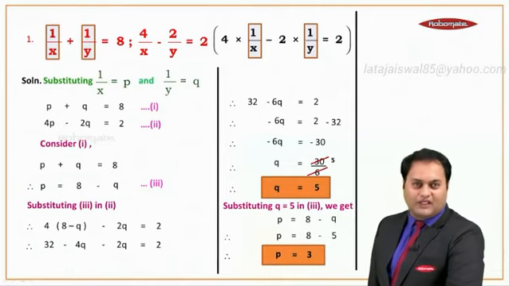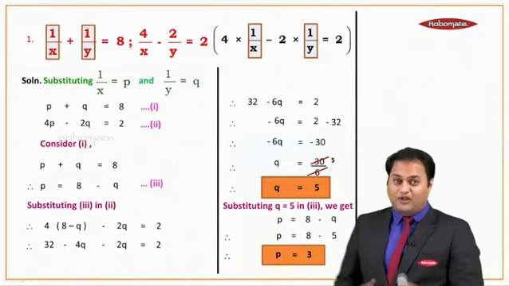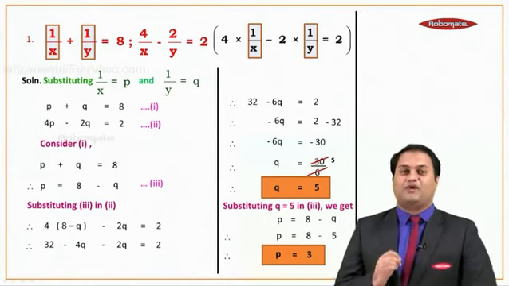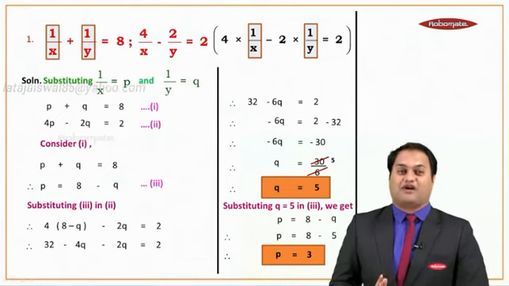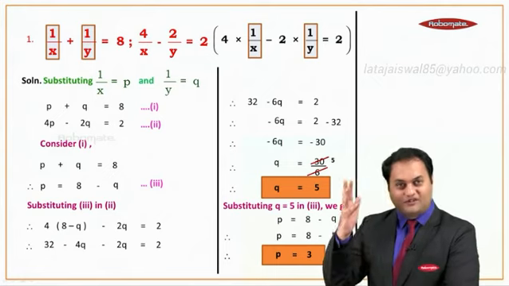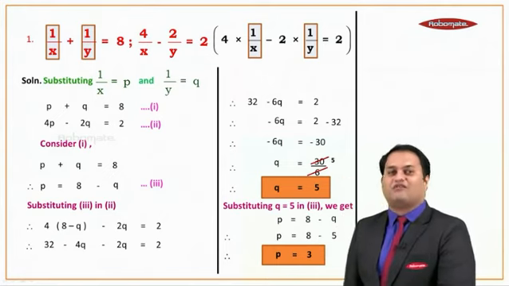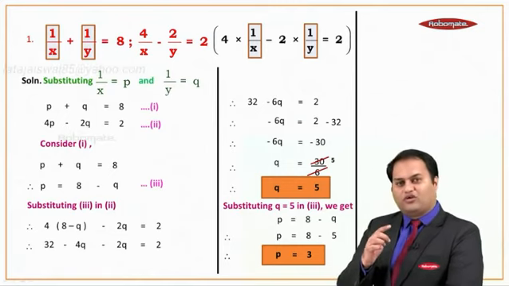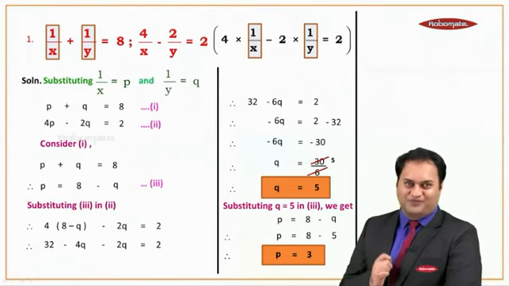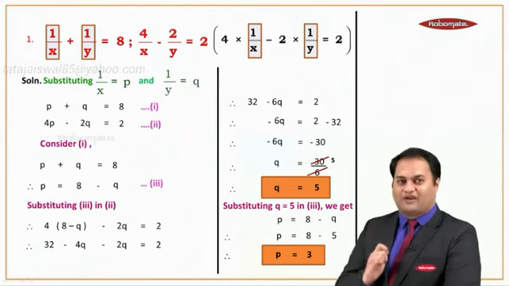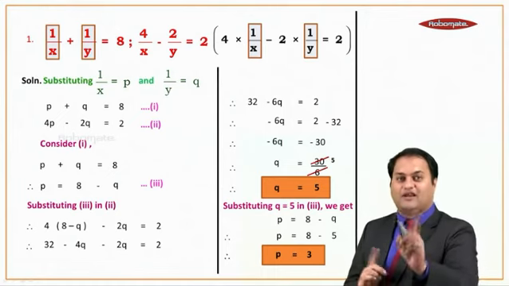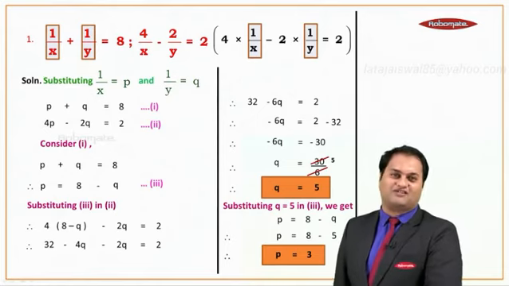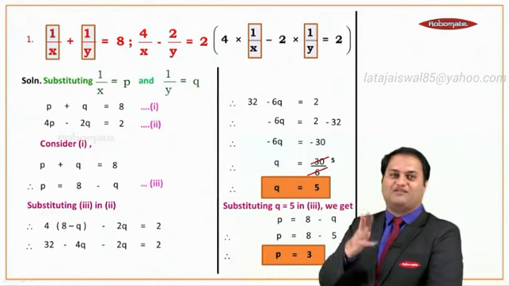So we got the value of p, we got the value of q. Now the question is, is the sum over? Not yet. Because we are not interested in the values of p and q, we are interested in the values of x and y, because those are the variables given in the question. So now let's find the values of x and y. But what do we do to get these values? We already know the value of p and the value of q, and we already know the relation between p, x and q, y. Look at the substituting statement: 1 upon x is equal to p and 1 upon y is equal to q. We know p, we know q, we can easily find out x and y.